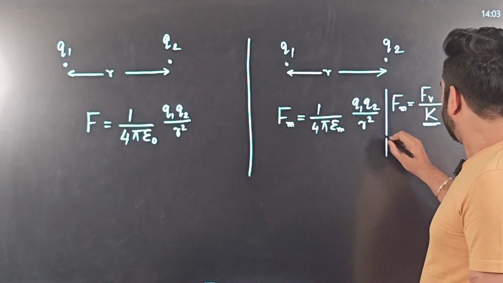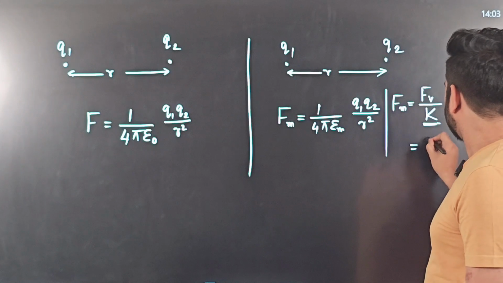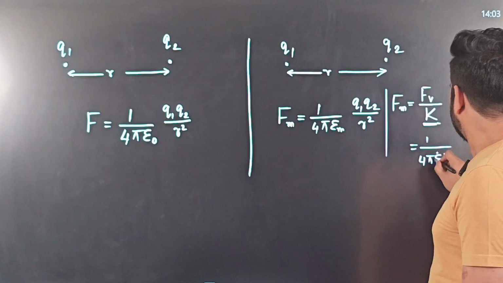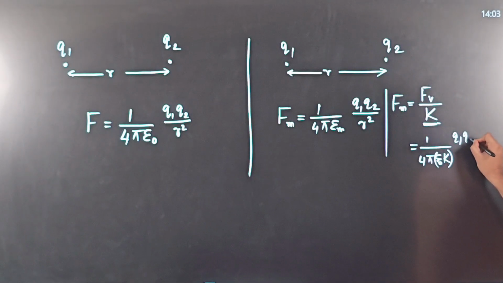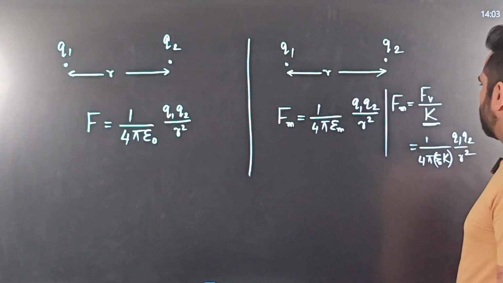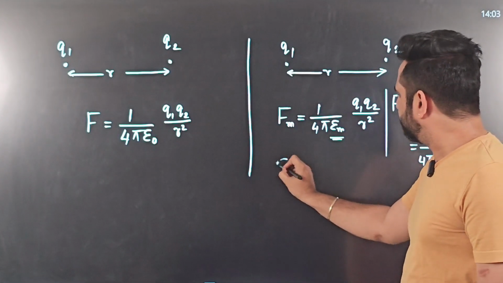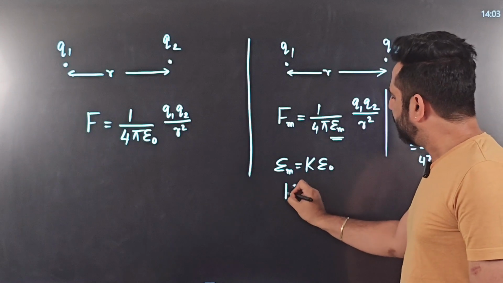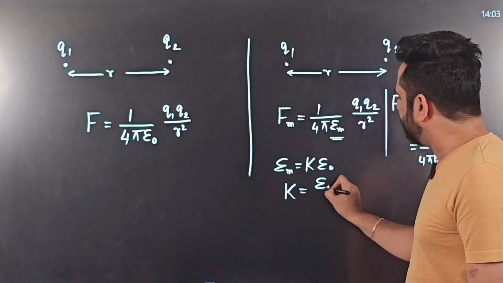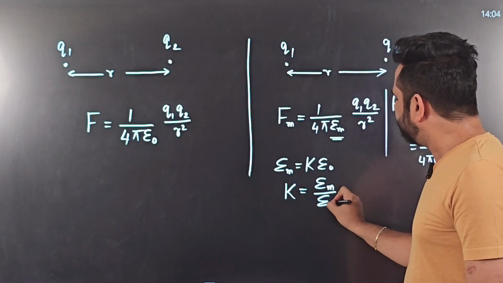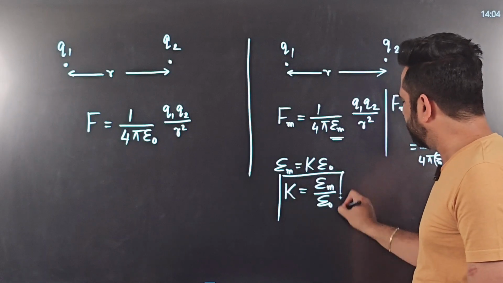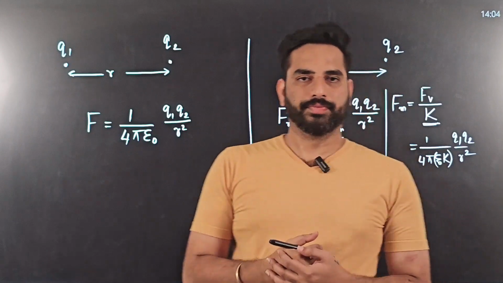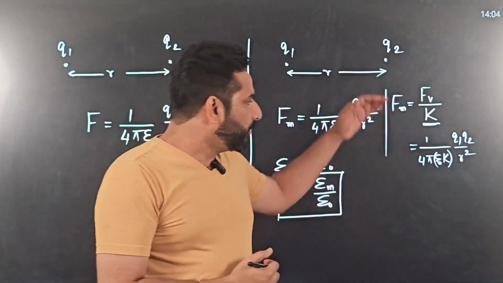Now comparing these two equations, so force in vacuum is nothing but 1 by 4 pi epsilon naught, and you have k here, and Q1 Q2 by r square. So epsilon m is nothing but k times epsilon naught. The dielectric constant k can also be defined as the relative permittivity of the medium divided by the permittivity of the vacuum. So now observe this equation.